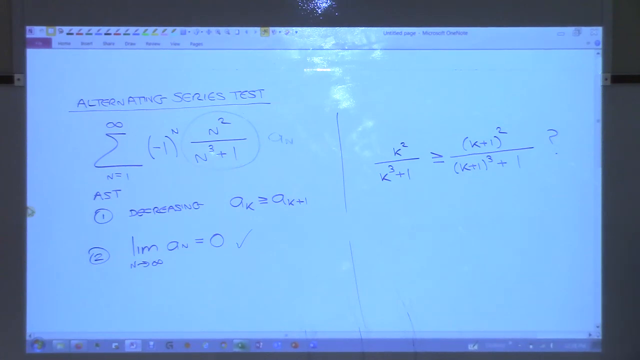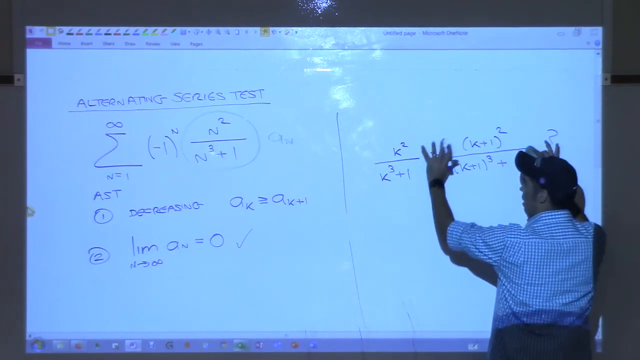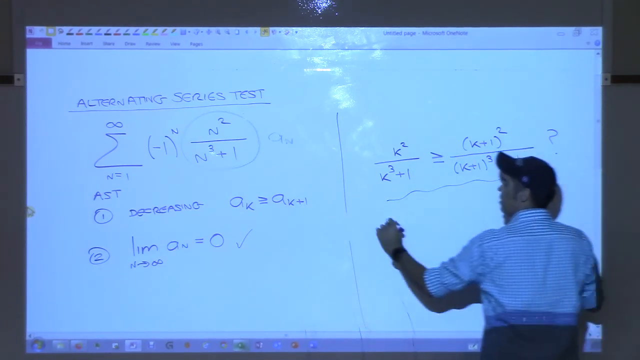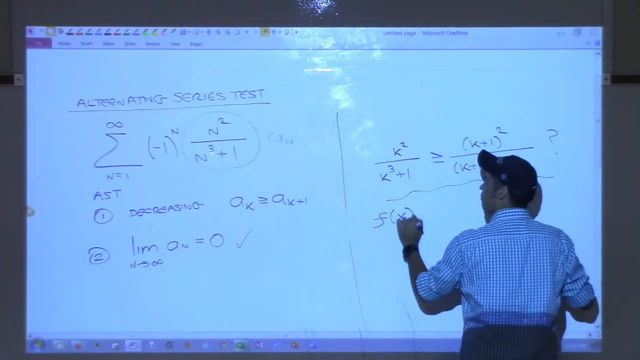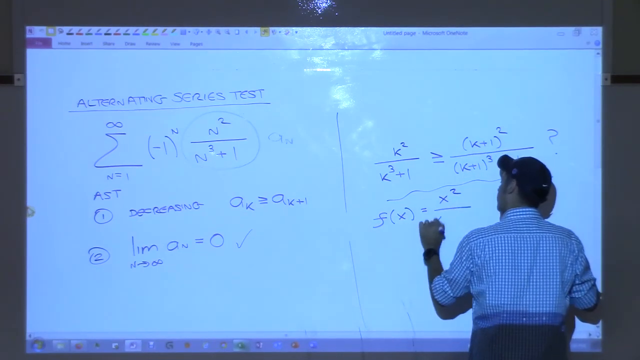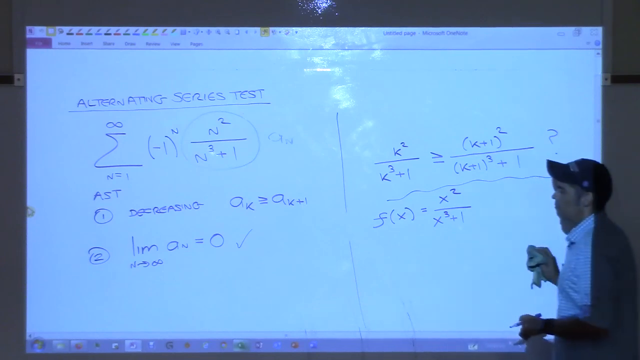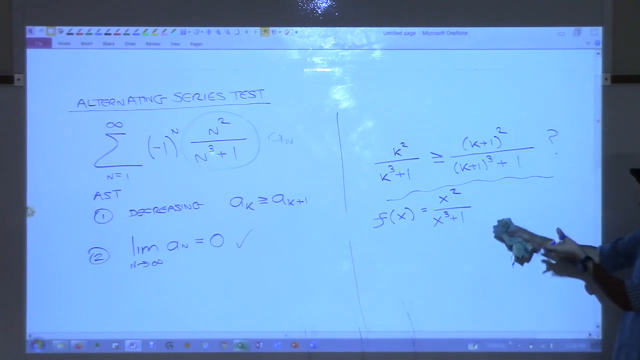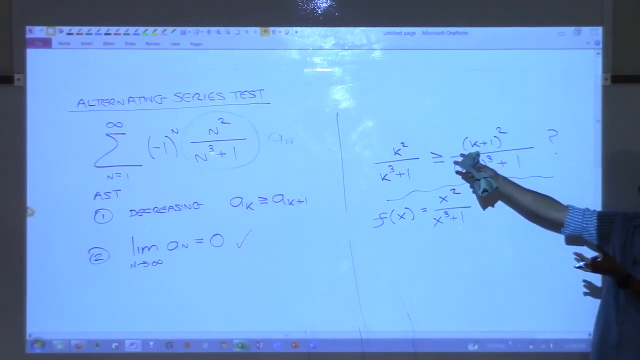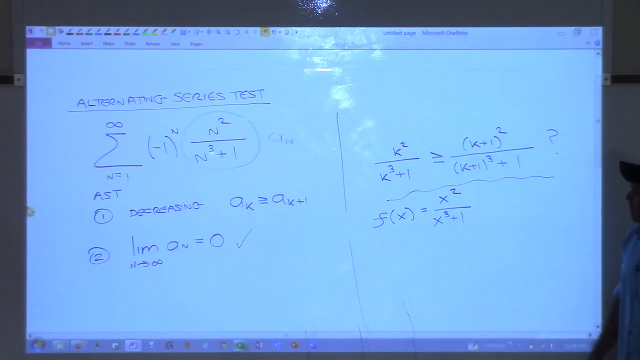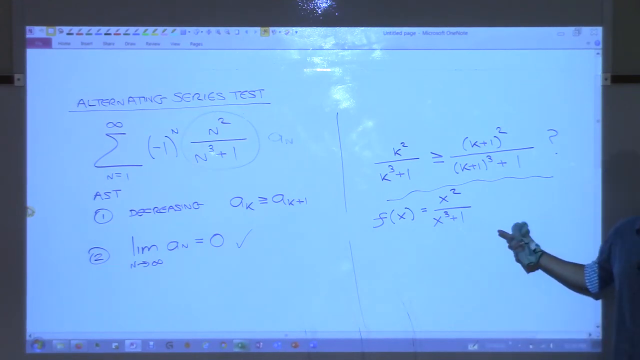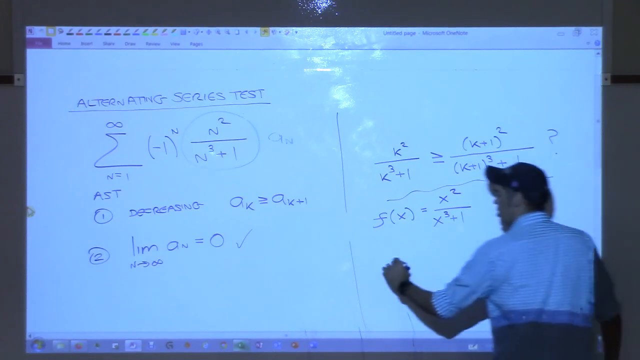Show the derivative is negative. So can we treat this? Hold on, I don't know about that. If I look at this as a function, which I can, because that is a nice polynomial over polynomial, then I could just take the derivative of this real quick and see if it's negative. What interval would I be considering? 1 to infinity, right? Okay, so let's take the derivative of that.